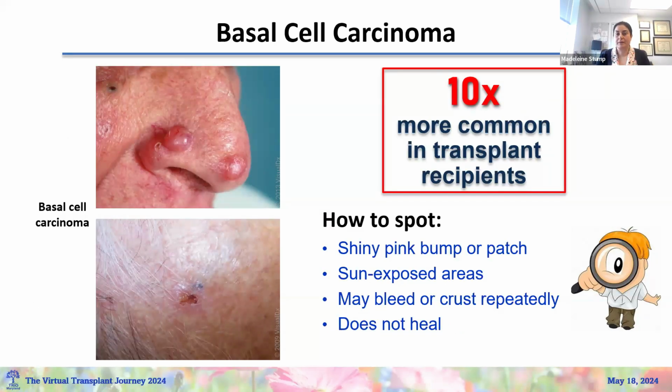The next one is the basal cell carcinoma. It's 10 times more common in transplant recipients. This is the same picture I showed you before, with a round skin bump with squiggly blood vessels on it. Sometimes, though, basal cells will appear as a scar or a scratch that simply doesn't heal. It can be a shiny bump or patch. Again, it also loves sun-exposed areas. Characteristically, it may bleed or crust repeatedly. The key finding here is that it does not heal.